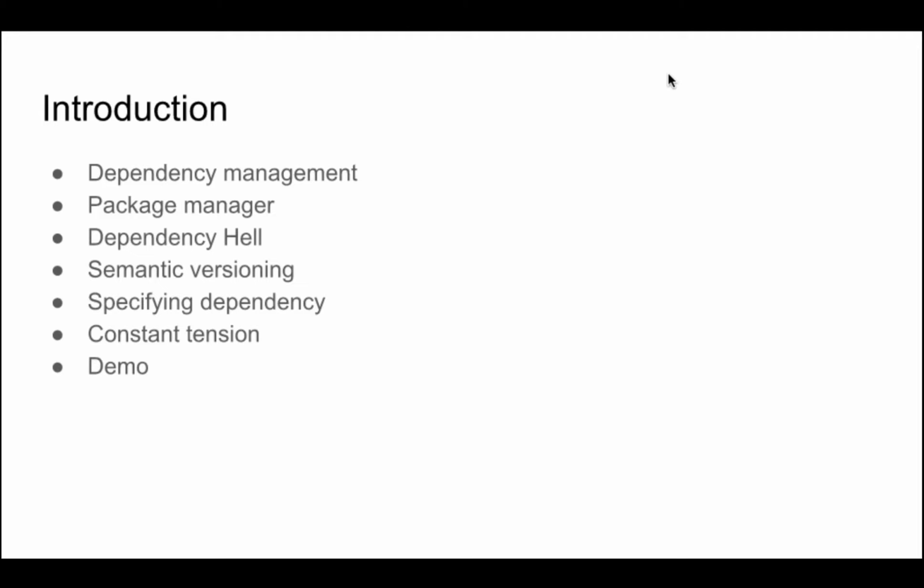I'll talk about the constant tension that exists, and in the end, I'll give a demo of how Ruby handles dependency and versioning versus the Node way of doing the same thing. Both follow a very different approach in terms of how they handle it. There are certain similarities as well as differences, and I'll talk about them.